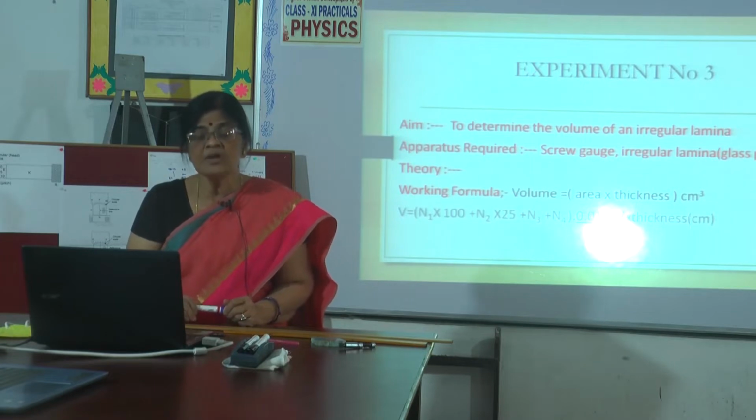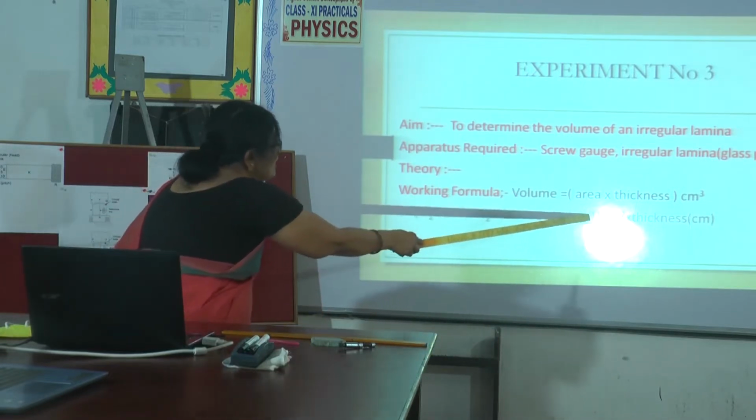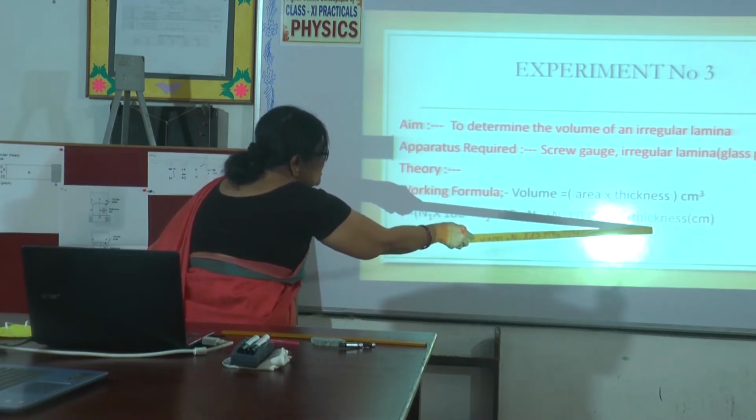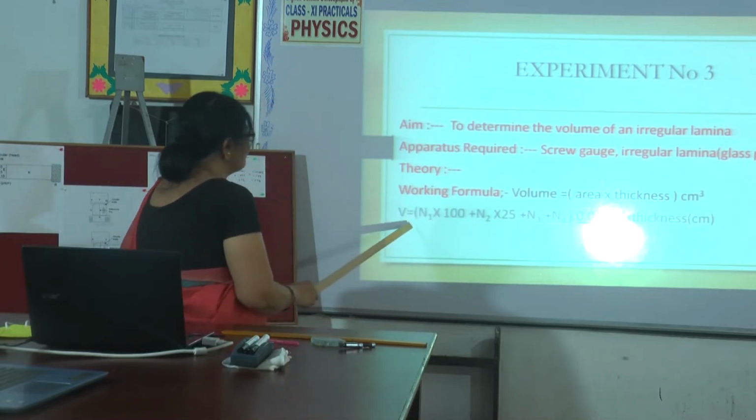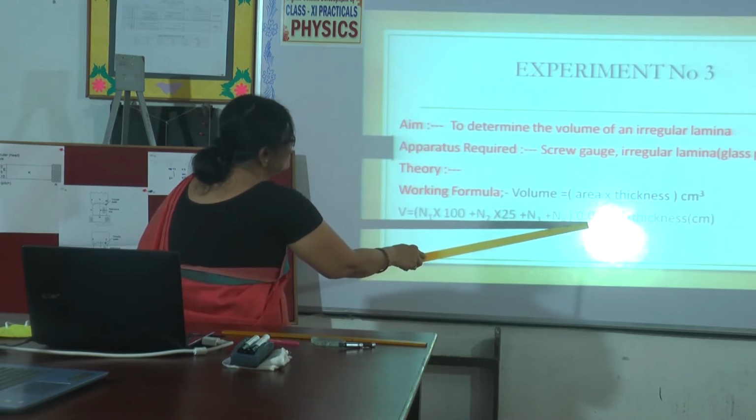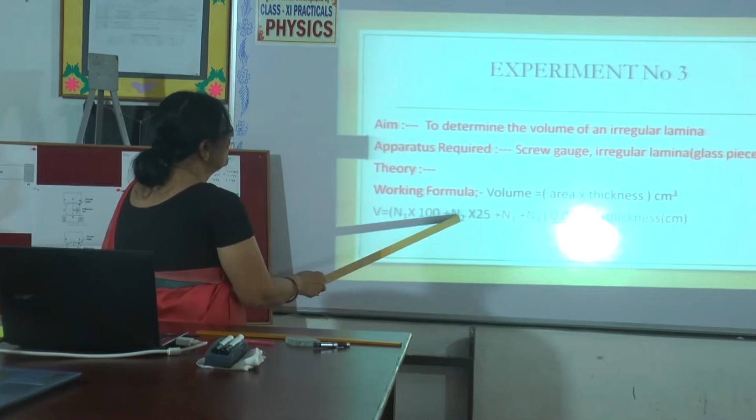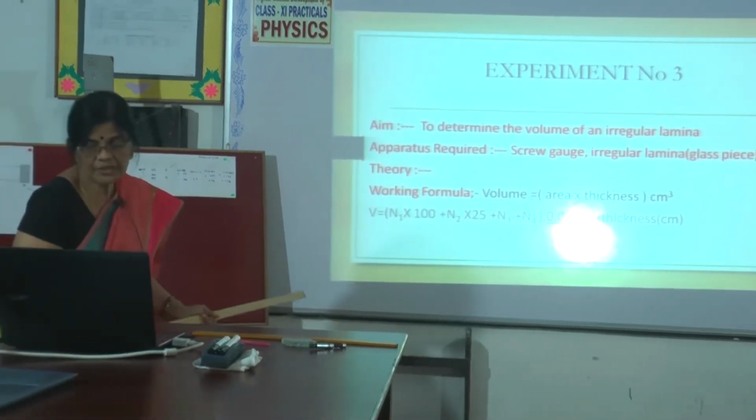So working formula: volume is area into thickness in cm cube, and this is the area formula, and this is the thickness which you have already determined using a screw gauge. So table 1 will be thickness determined by screw gauge, table 2 will be area determined by a graph paper. So volume is area, and this is the least count of the graph paper. Least count of the graph paper is 0.01 cm square. N1 into 100, N2 into 25, N3 plus N4 into 0.01.